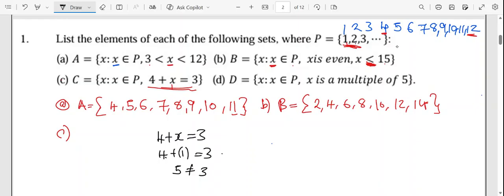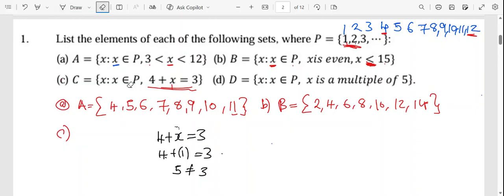Okay, so we don't get any element. If we were to put 3 there, we add 3 plus 4, what would that be? Not equal. So meaning that C is an empty set on these elements. You get me? There are no numbers that can actually be computed in that.